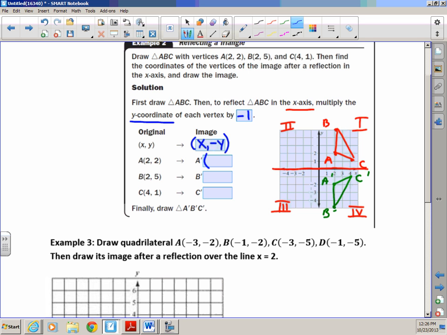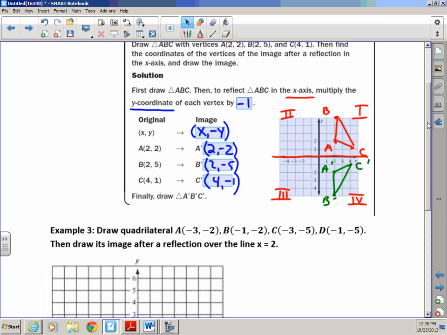So A prime becomes (2, -2), B prime is (2, -5), and C prime is (4, -1). So you have two options here. You can either count how far away from that line of symmetry, or line of reflection, I should say, and figure where it is on the other side, or you can use the little formula, change the signs of one of the coordinates and plot the points afterwards.